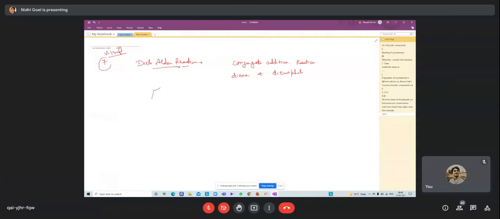For example, diene, then it reacts with the dienophile. This is the dienophile, then the cyclohexane is formed. So this is the simplest reaction of 1,3-butadiene when it reacts with ethylene to form cyclohexane. Okay, the mechanism and the other examples I'll discuss in the next lecture, which will occur in the hybrid mode.